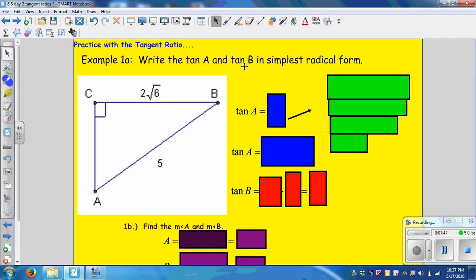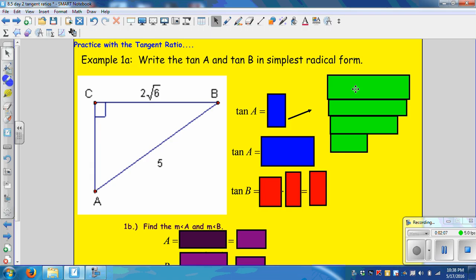Practice with the tangent ratio. Write the tangent of A and the tangent of B in simplest radical form. So for this particular problem, what you'll notice is that you're given one of the legs of the right triangle as well as the hypotenuse. So we're going to have to do some calculations here.